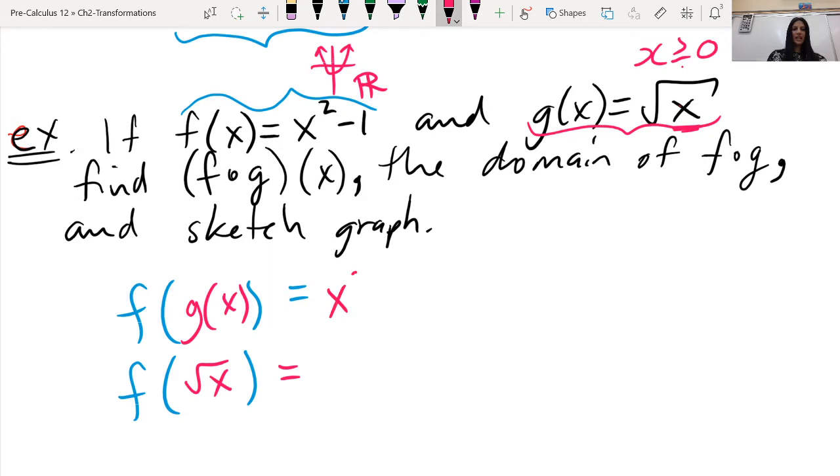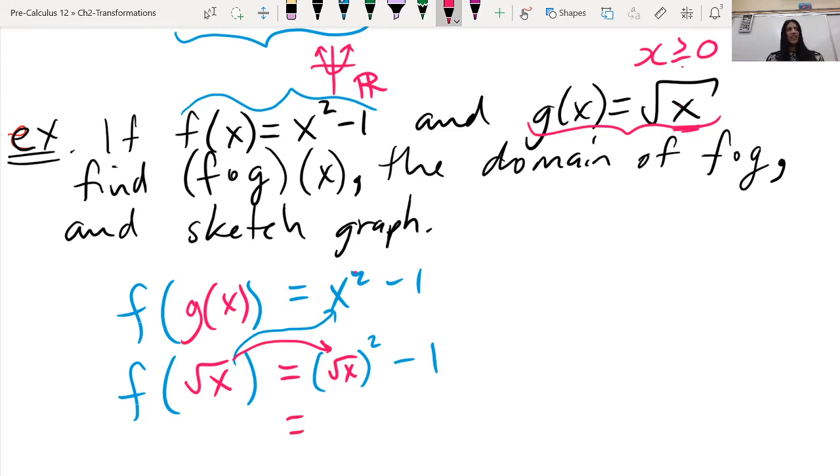Could have said this was x squared minus 1. So when I take this and substitute it into wherever I see the x squared, what it's ultimately saying, I'm going to do it like this. Keep it all the same, but then look at what I'm substituting in. What I'm substituting in is the root x.